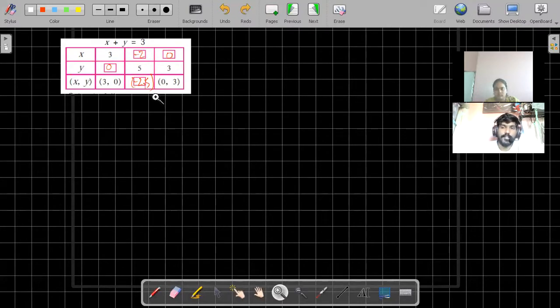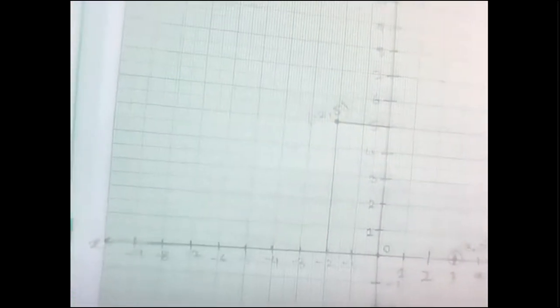Next is -2, 5. -2, 5, which quadrant first? Tell me that. Minus plus comes in which quadrant? Second quadrant. Second, yes. So can you locate the point -2, 5? Show me once you draw the point. Yes, perfect. -2, 5. Correct.